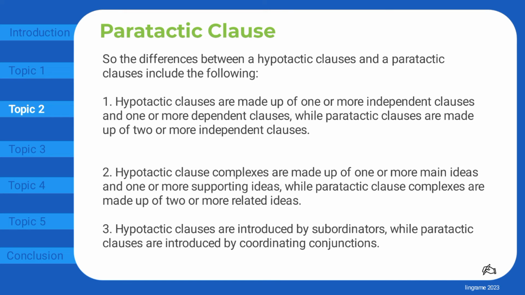Hypotactic clauses are made up of one or more independent clauses and one or more dependent clauses, while paratactic clauses are made up of two or more independent clauses. Hypotactic clause complexes are made up of one or more main ideas and one or more supporting ideas, while paratactic clause complexes are made up of two or more related ideas. Hypotactic clauses are introduced by subordinators, while paratactic clauses are introduced by coordinating conjunctions.